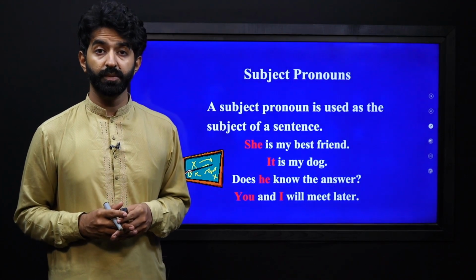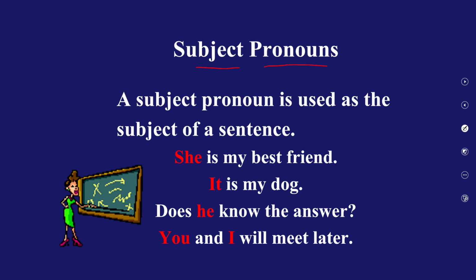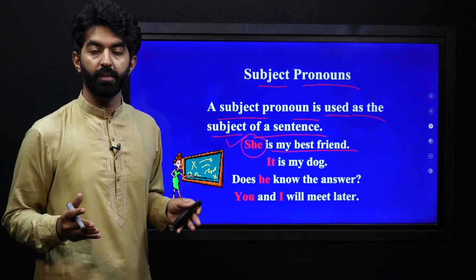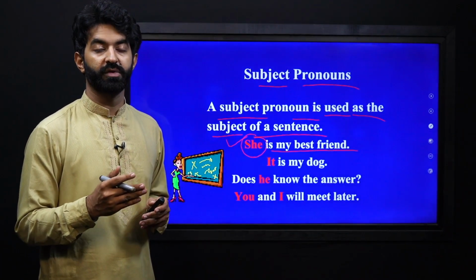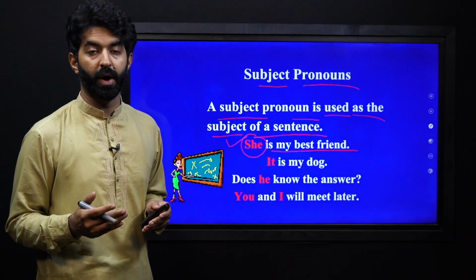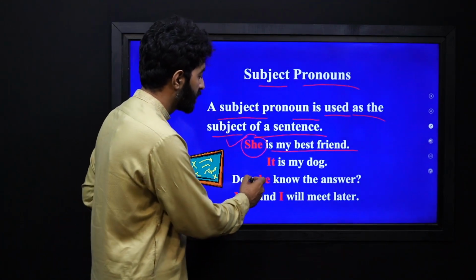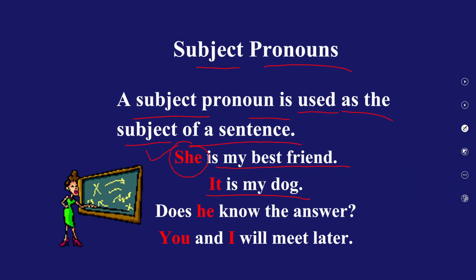Let's talk about subject pronouns. A subject pronoun is used as the subject of a sentence. For example, "She is my best friend." She is a subject pronoun. It replaces the name. It could be any name, but we replaced it with "she," obviously, as it is talking about a female. Now, "It is my dog." Instead of naming the dog or referring to it, we used "it." We replaced it with the pronoun it.